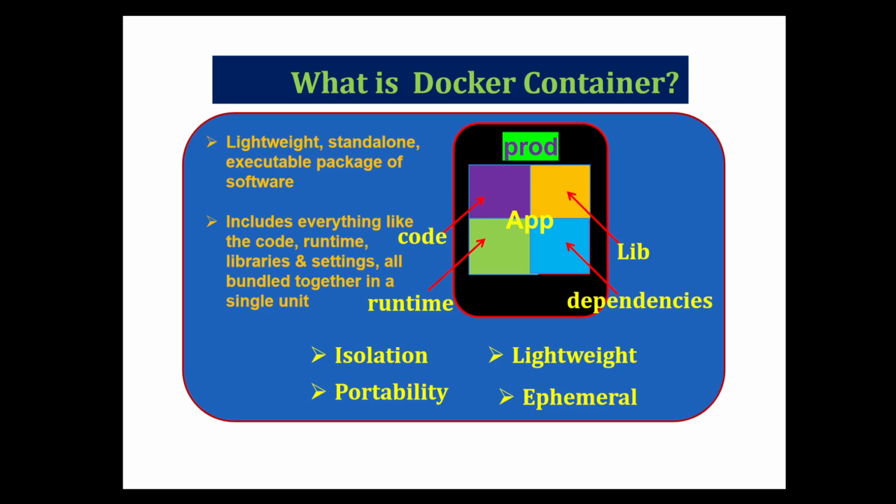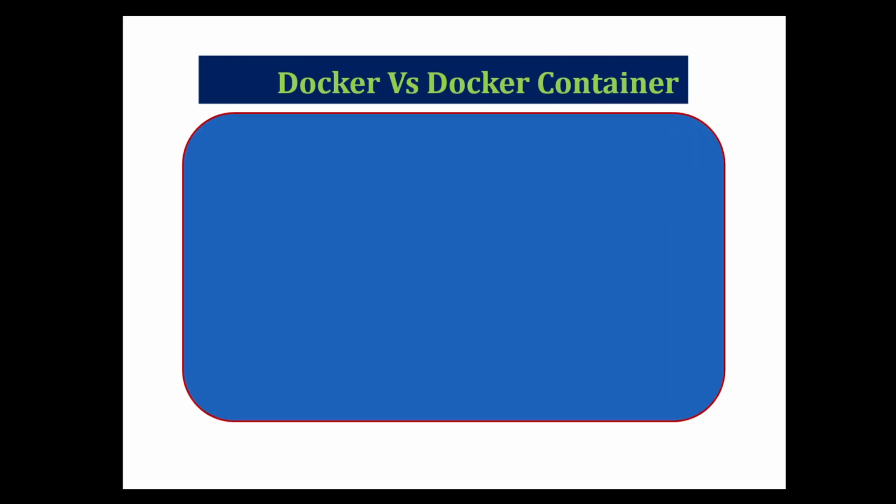So we have understood what a Docker container is and what its key characteristics are. We have understood what Docker is and what a Docker container is. Now naturally the next question that comes to our mind is: what is the difference between Docker and a Docker container? Let us see that difference.